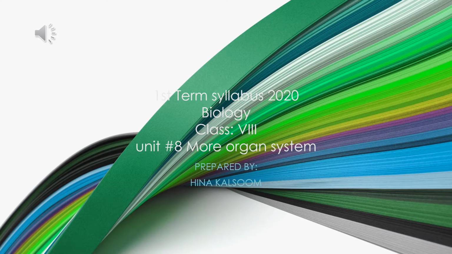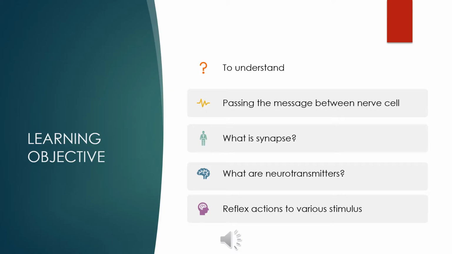As you know, we have already started our syllabus of Unit 8, More Organ Systems. Today we will continue our Unit 8. In my previous classes, we discussed reflex actions. I hope you have understood it, dear students. Today the learning objectives are to understand passing the message between nerve cells, what is a synapse, what are neurotransmitters, and reflex actions to various stimuli.